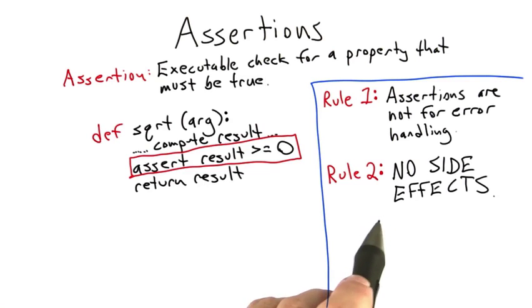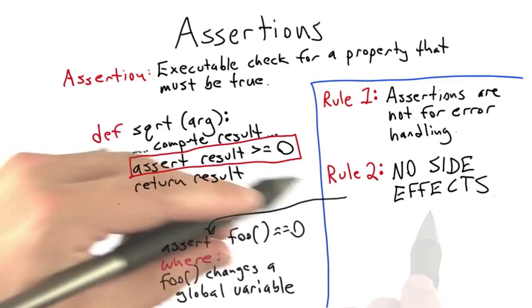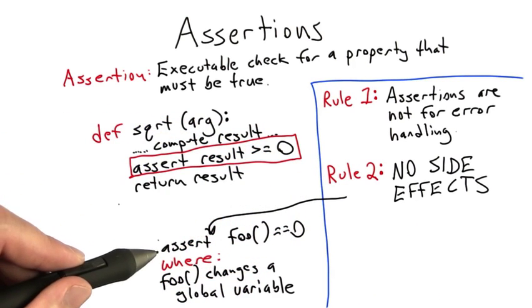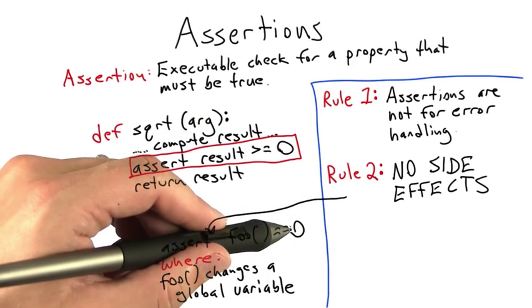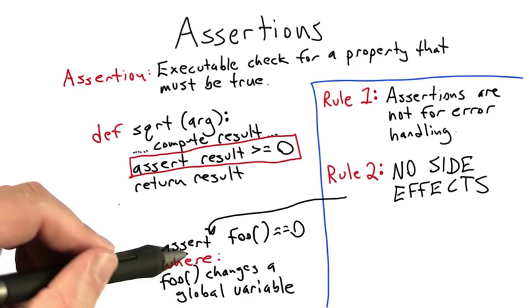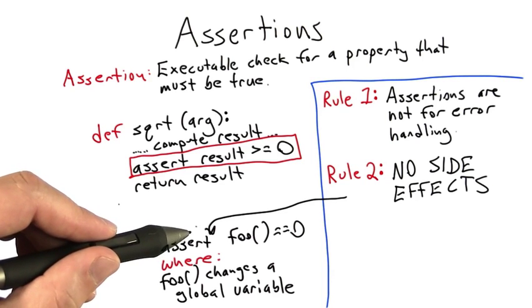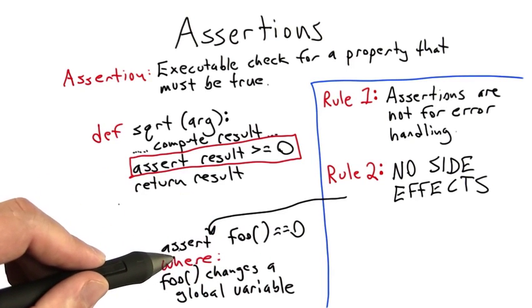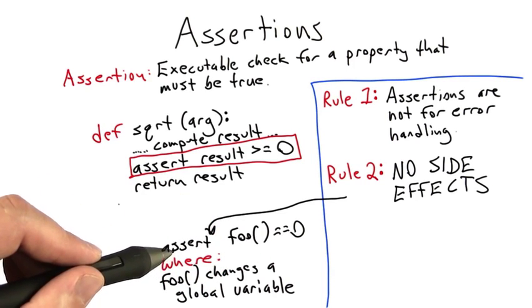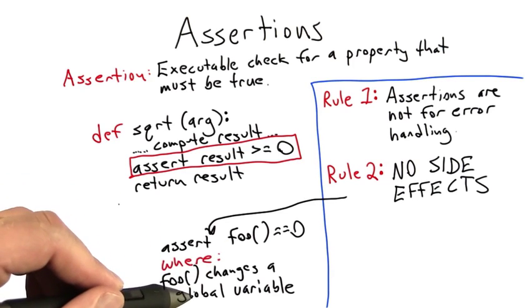Rule 2, and this is really important, is never make assertion calls that have side effects. An example of a side effecting assertion would be asserting that a function foo returns the value 0, but where foo changes the value of a global variable. And the problem with side effects and assertions is, when we turn on optimization in Python, it's going to drop all of the assertions in our program. So what we're going to have is a program which happens to work correctly because the assertion changes a value in some way that's needed.